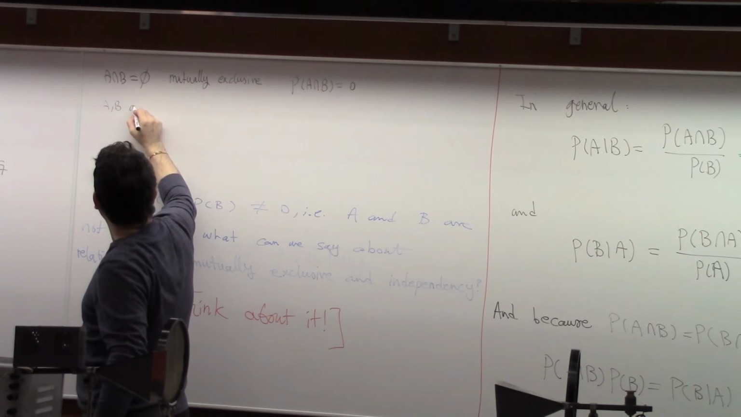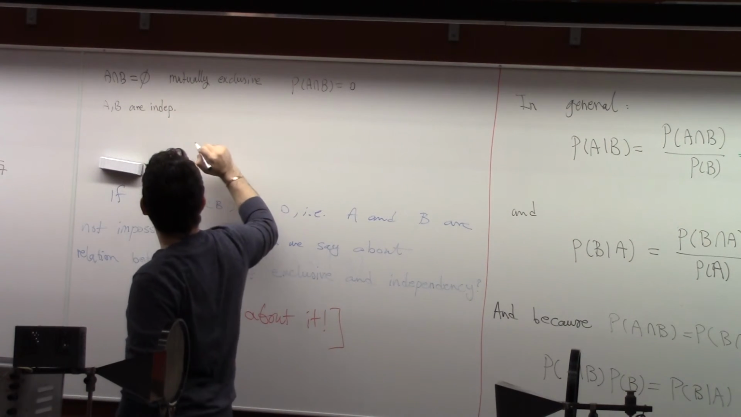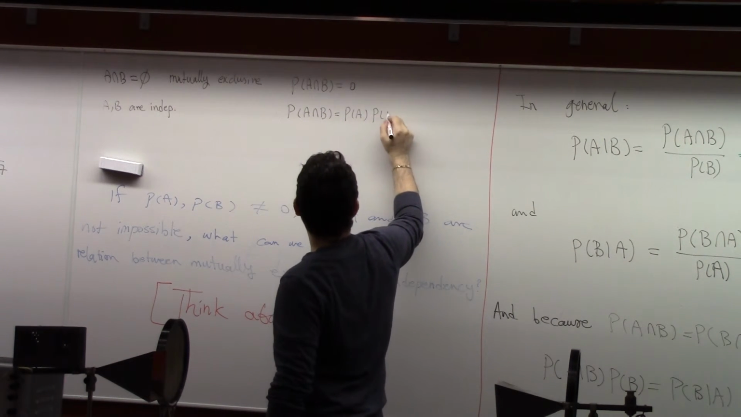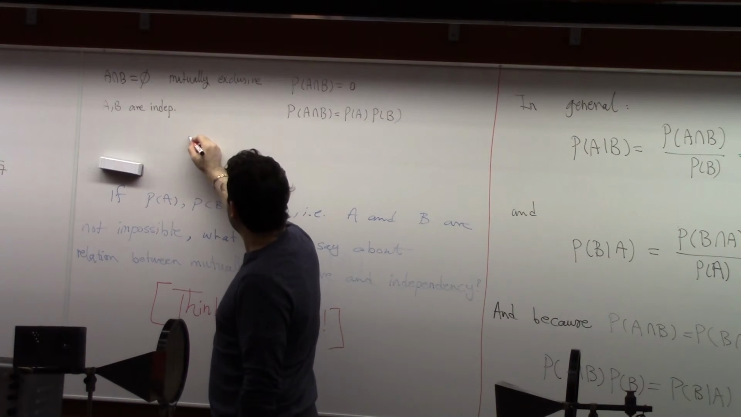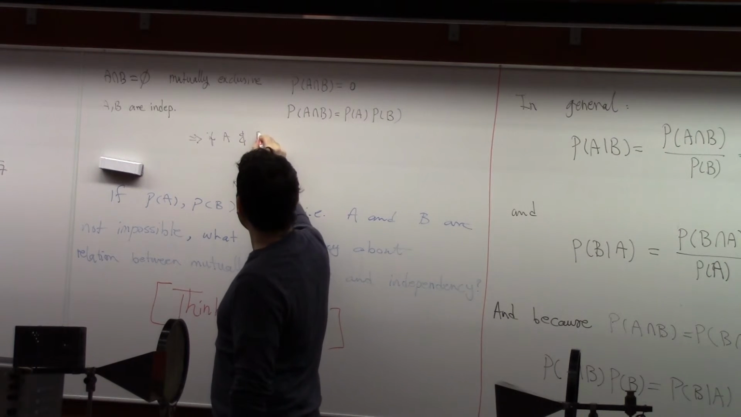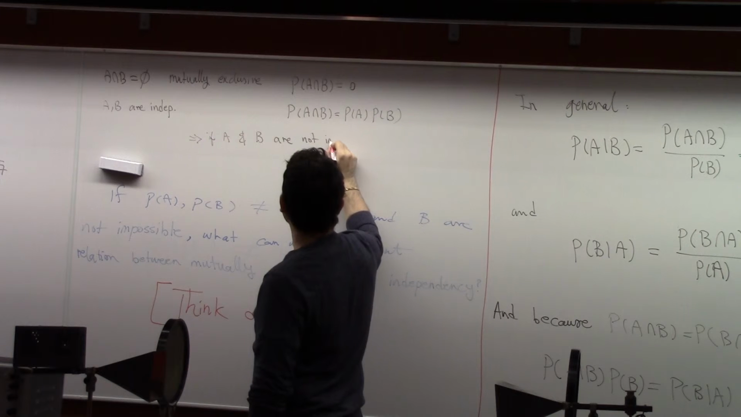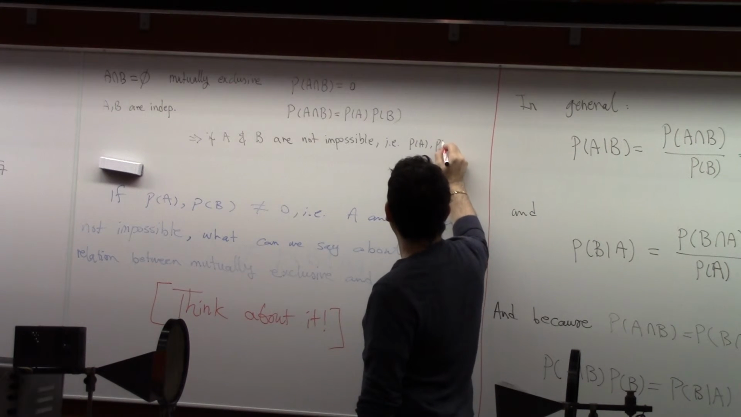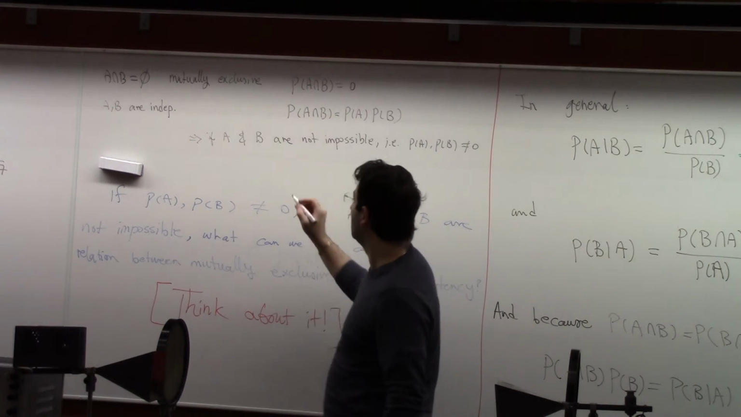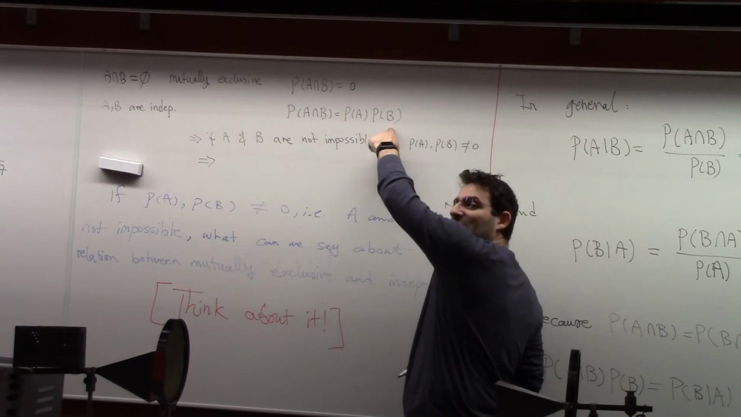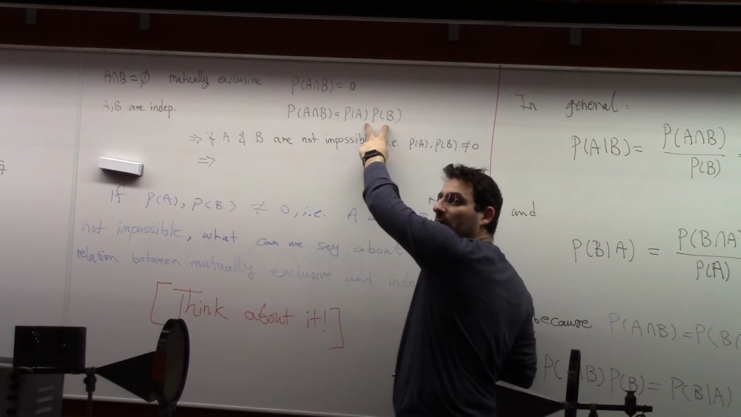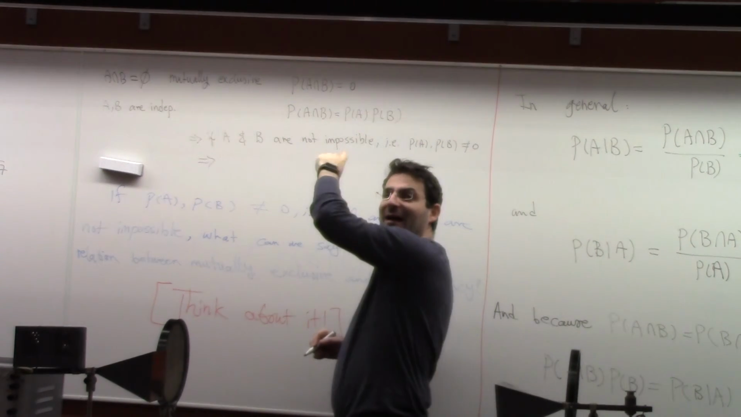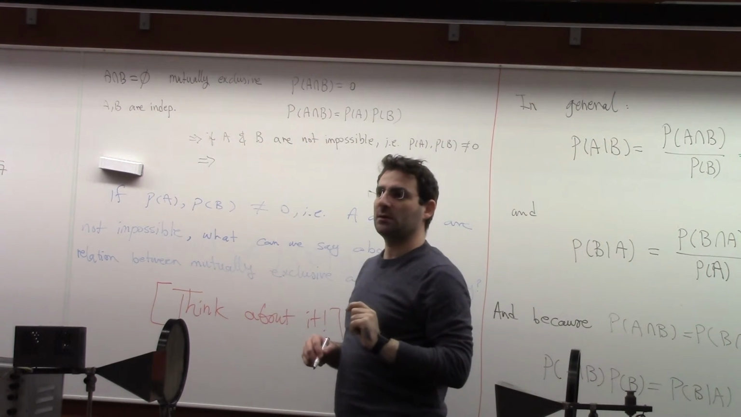If A and B are independent, we know that the probability of A intersected by B is equal to probability of A multiplied by probability of B. So we get that if A and B are not impossible, in other words, probability of A and probability of B are non-zero, then is there any way that this multiplication is zero? No, it's not possible. In other words, if they are not impossible and they are independent, they cannot be mutually exclusive.